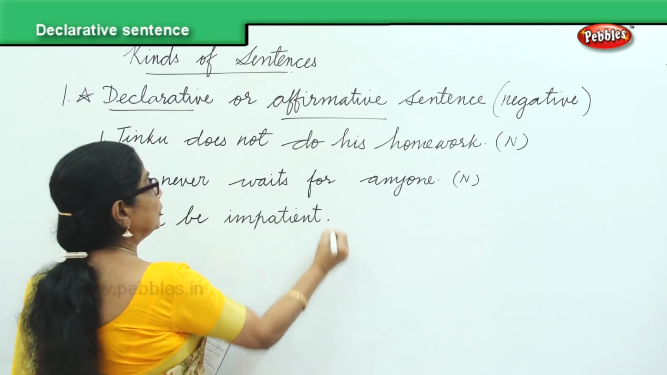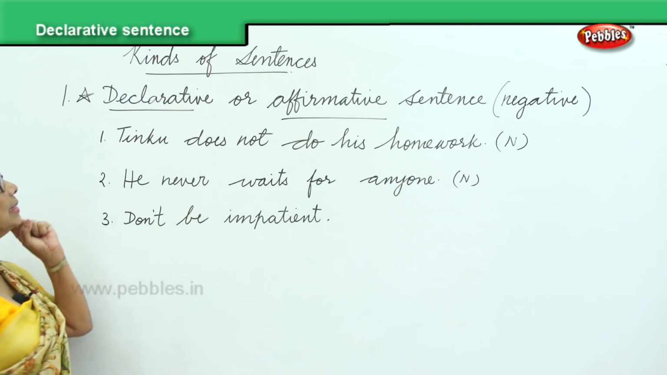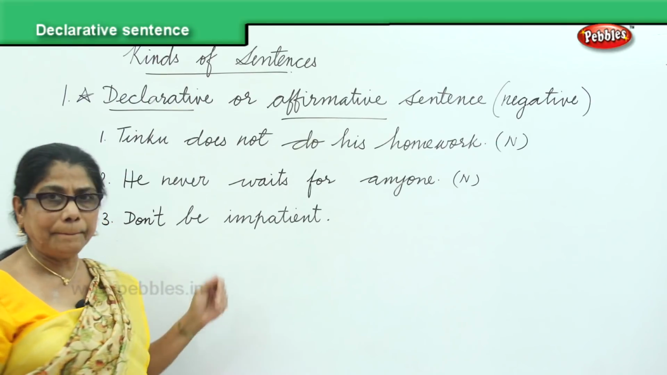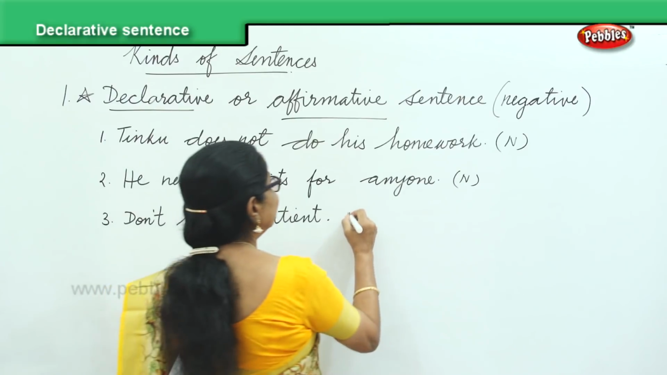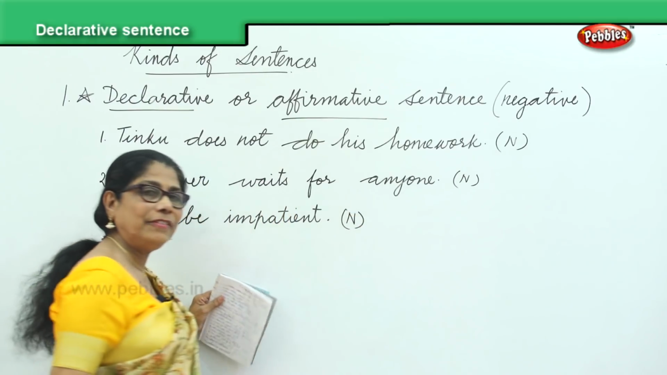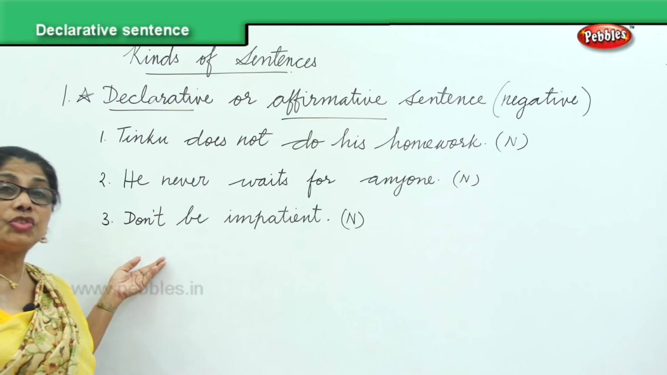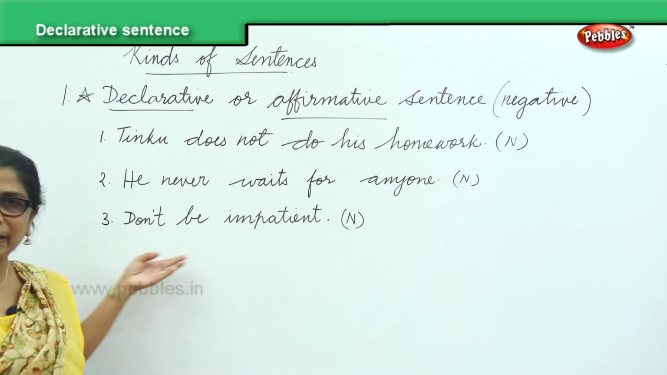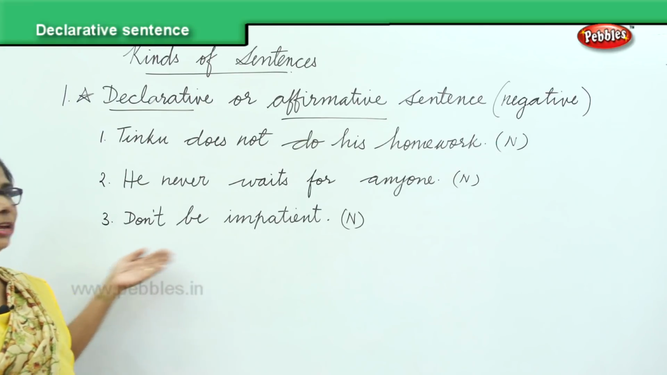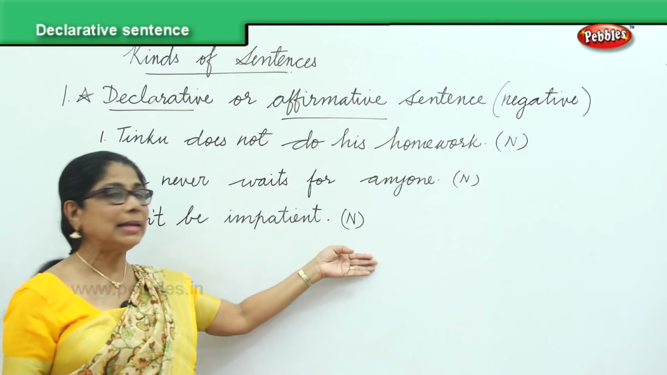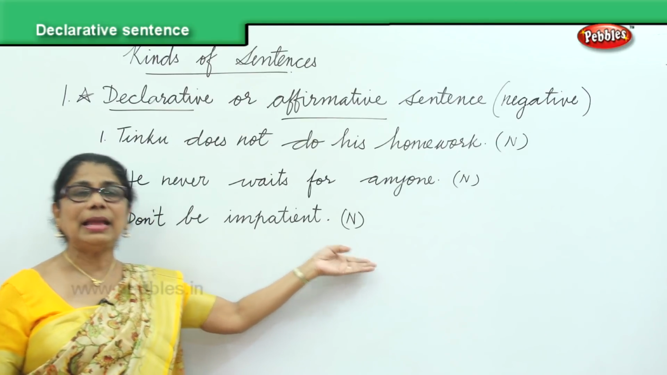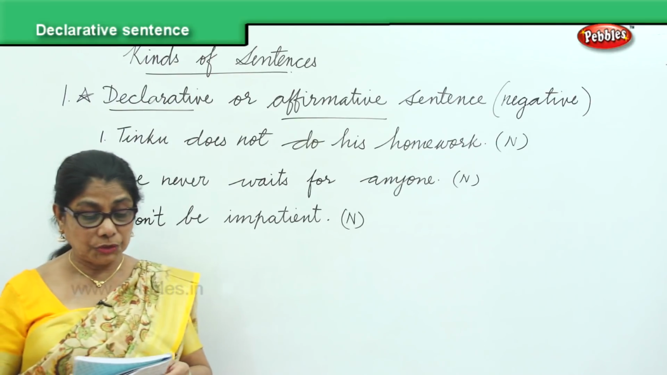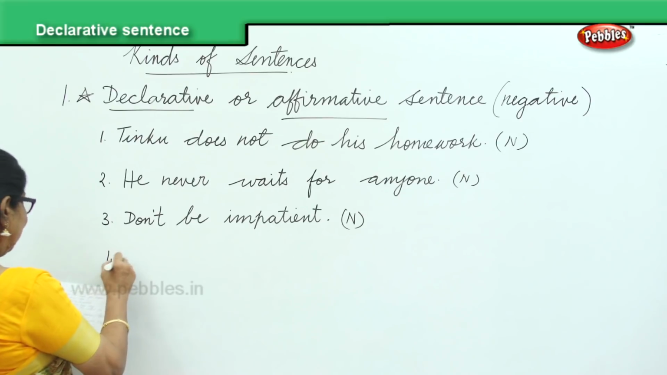Don't be impatient. What kind of sentence? It's a declarative or affirmative sentence, and it is negative. Let us change it. Don't be impatient. You can say, please be patient. If you say be patient, it is a positive declarative sentence, but here it is negative, so we saw it is don't be impatient.